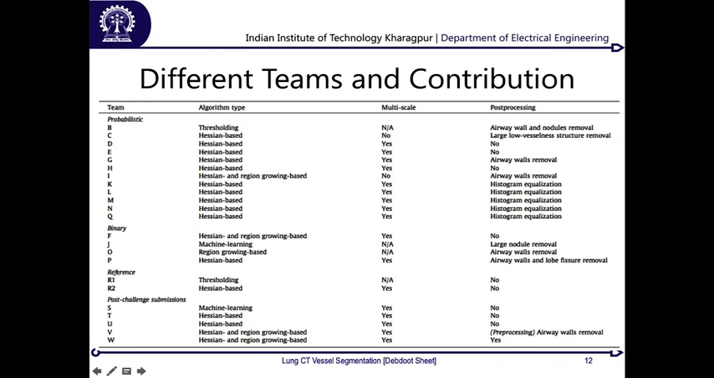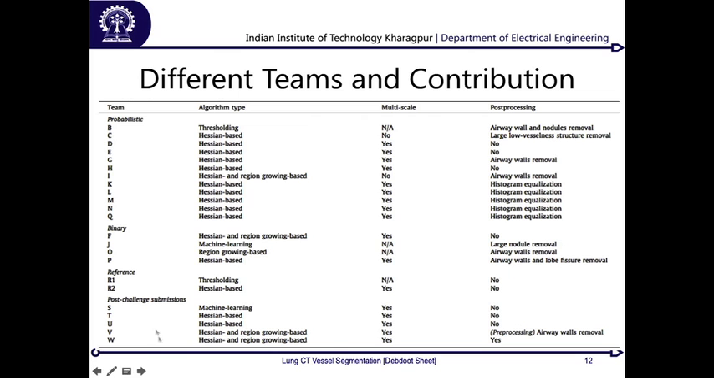The references R1 and R2: R1 is a thresholding based approach, which is just based on the Hounsfield unit. You draw a hard threshold. If your Hounsfield unit is between this value and this value, then that becomes a vessel, otherwise not. So that's the thresholding approach. The other one is a Hessian based approach, which is a direct implementation of Frangi's method, which we had discussed earlier.